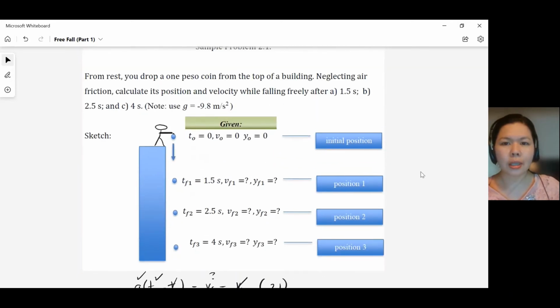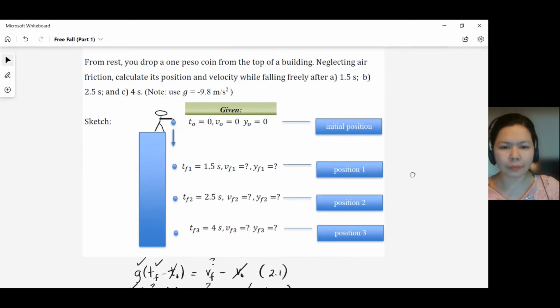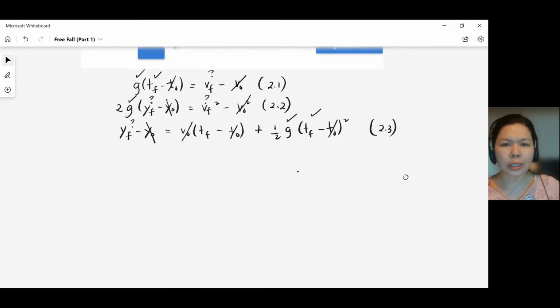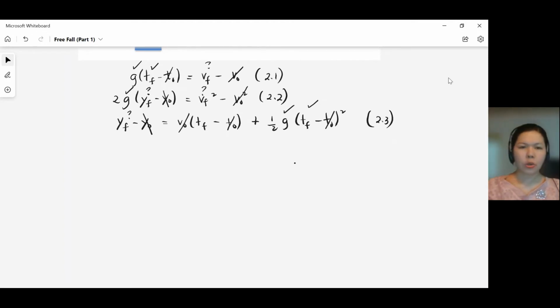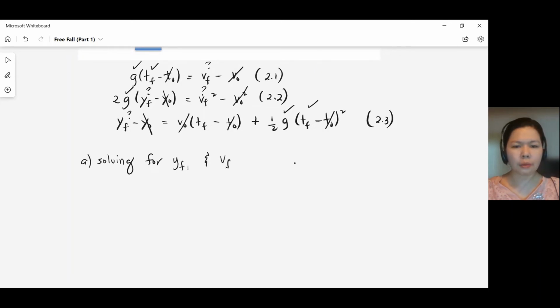For letter A, the question again is to calculate the position of the 1 peso coin and velocity while falling freely after 1.5 seconds. At position 1, which is at 1.5 seconds, we are to solve for position YF1 and velocity VF1. Looking closely at our equations, for letter A we are solving for YF1 and VF1 at TF1 equals 1.5 seconds.